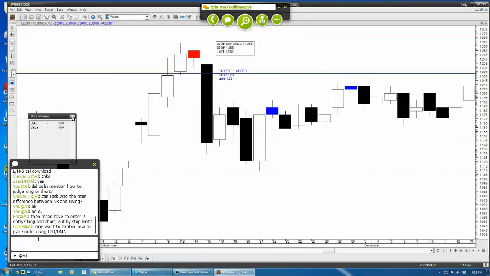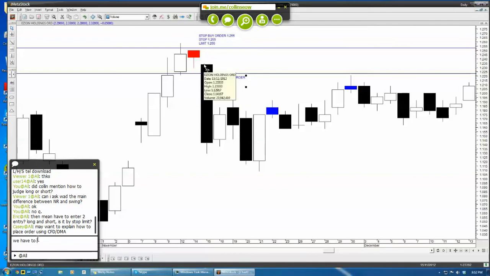So let's say this is the day it happened. You scan for stocks and this stock appears on your list. So what should you do? The next day you put in these two orders. One to buy if it goes above 1.255. One to sell if it goes below 1.23. Clear?